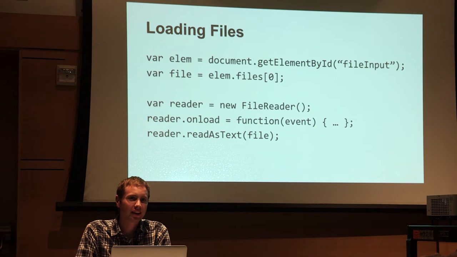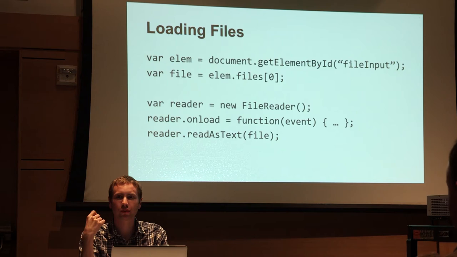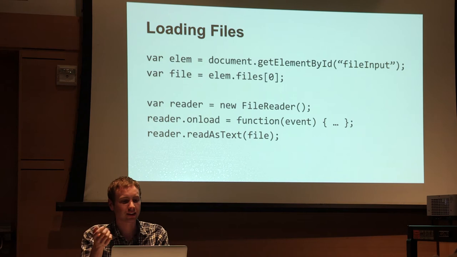And because of security restrictions, you can't just specify a file path and load a file from the file system. The user has to deliberately drag and drop a file or select it in a file input box. Once you have that file, you can just create a new file reader and give it a callback. Through the event passed into the callback, you can read the text from the file, and then you call readAsText, which is an asynchronous call.